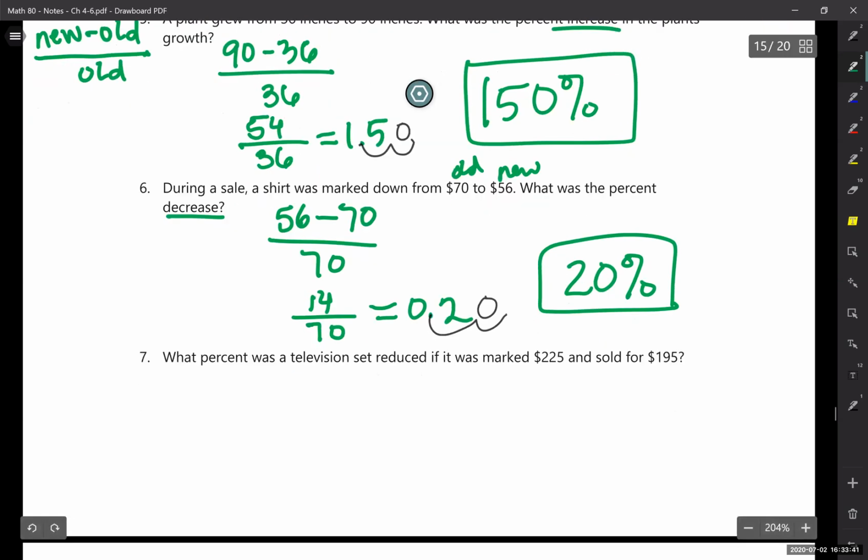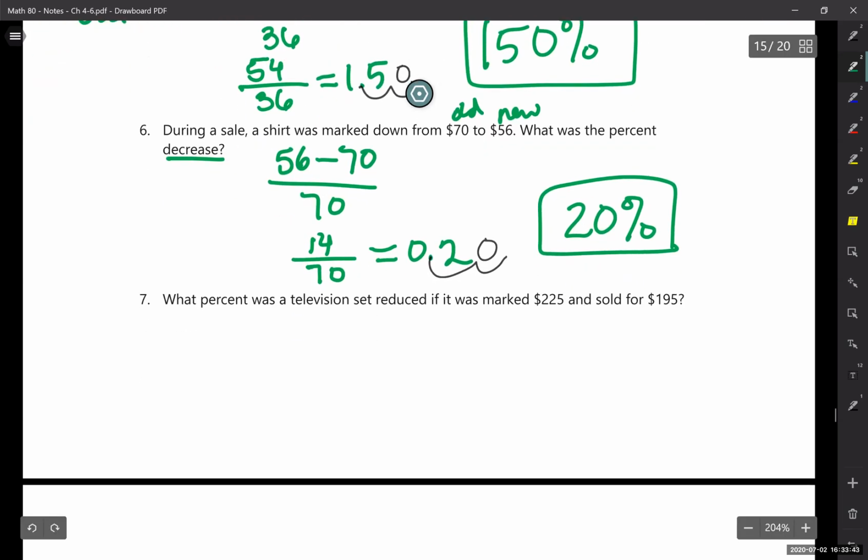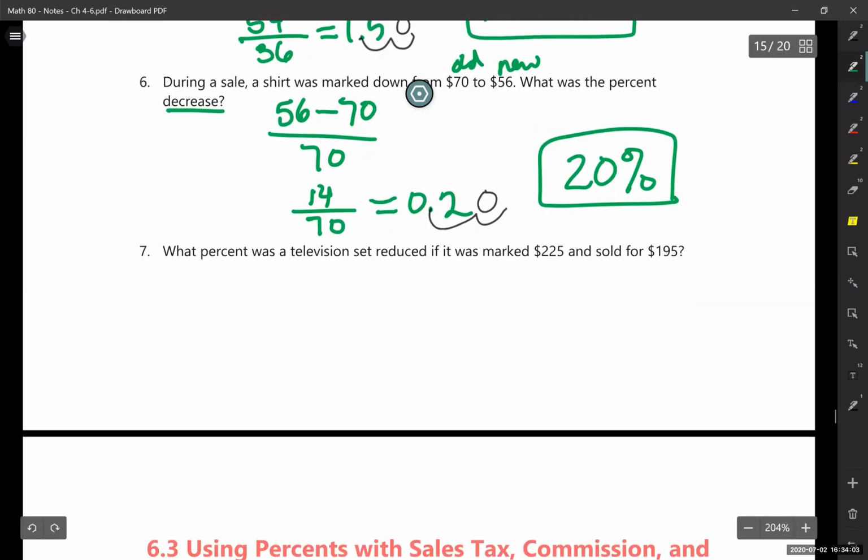Okay, number 7, another sale. The TV's on sale. It was reduced, so we are decreasing it. So if you're feeling a little squeamish right now, you're not really feeling too comfortable with this, pause it right now, do number 7, and then come back and see what answer I got. I'm not going to stop, but if you want to pause, you can always pause at any time.